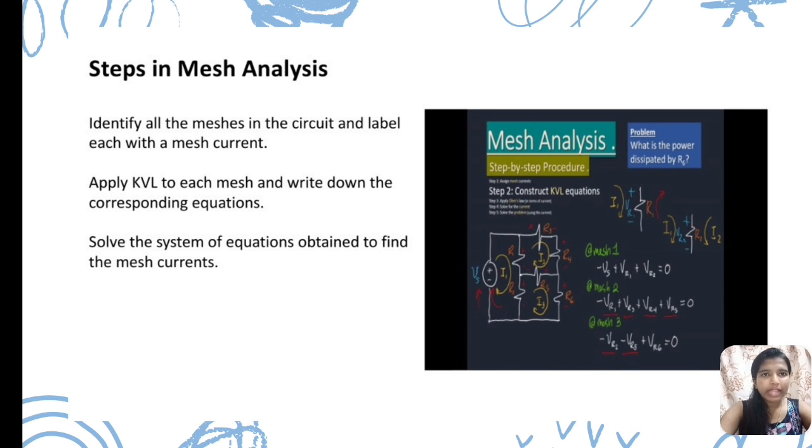Steps in mesh analysis. Identify all the meshes in the circuit and label each with the mesh current. Apply KVL to each mesh and write down the corresponding equations. Solve the system of equations obtained to find the mesh currents.